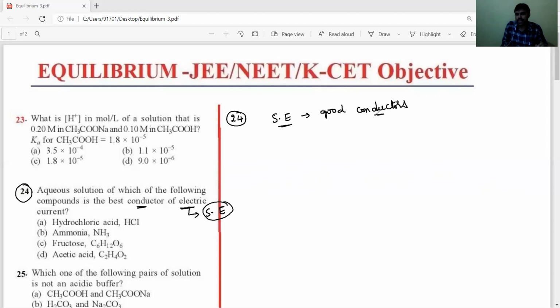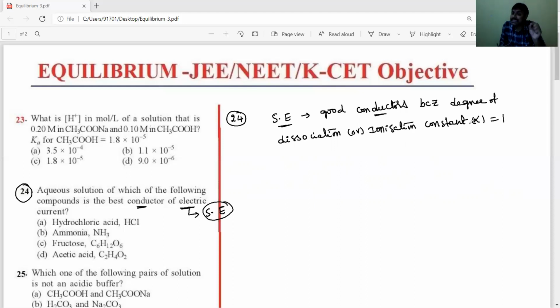Why are strong electrolytes good conductors, dear students? Because the degree of dissociation or ionization, alpha, is equal to 1, means 100% ionization takes place. That's why they act as strong electrolytes. So strong electrolytes, for example, are strong acids, okay, strong bases, and strong acid plus strong base salts.